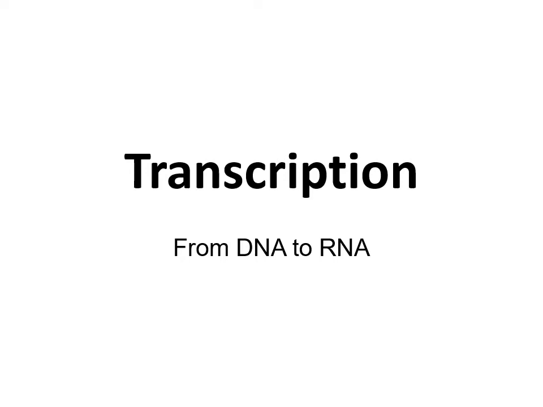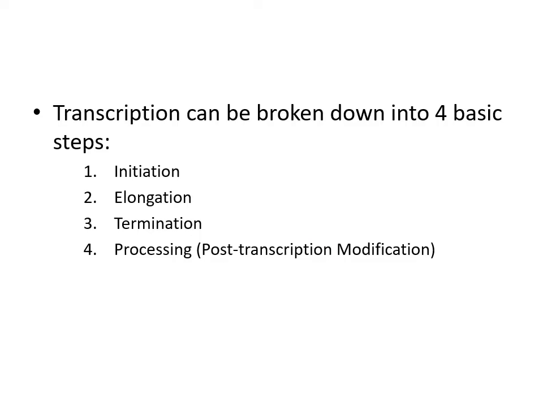Transcription, going from DNA to RNA. Transcription can be broken down into 4 basic steps. First, there is the initiation, then elongation, so we're actually building the strand. It's got to get stopped at some point, termination, and then there's some final processing that is going to have to take place. So this is post-transcriptional modifications.